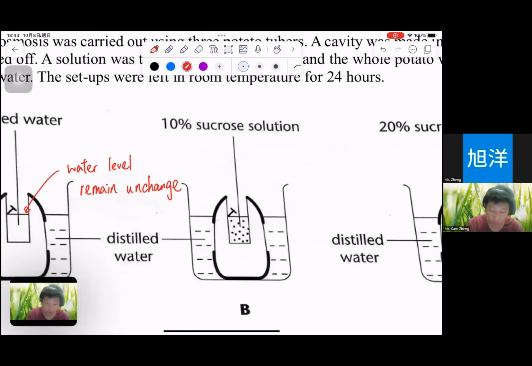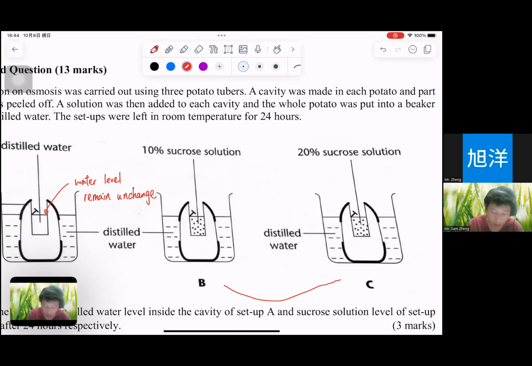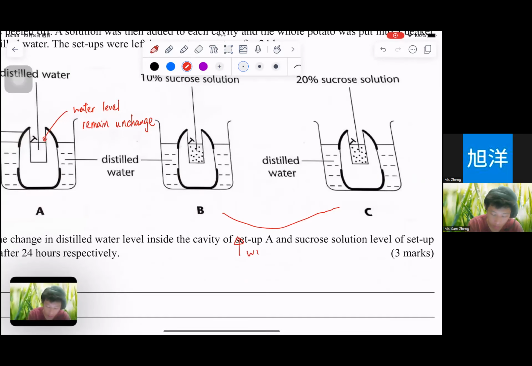But for these two, setup B and C, there will be an increase in level. Sorry, not water level, but sucrose solution level. Sorry, it should be sucrose solution level. The sucrose solution level will be increased for B and C.